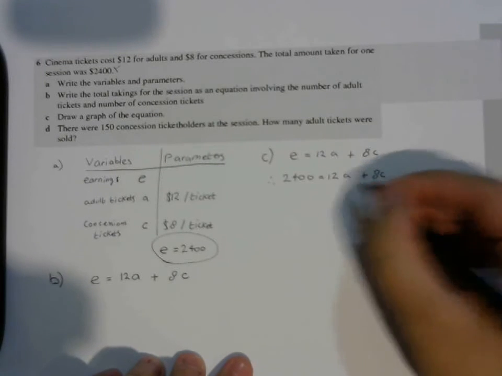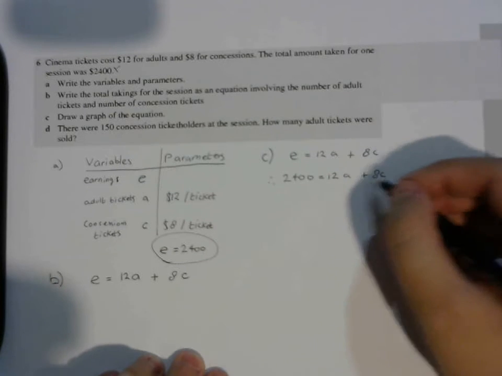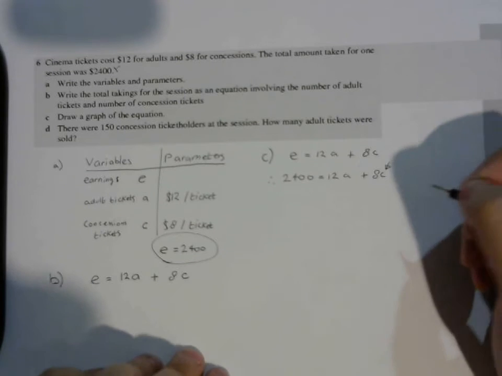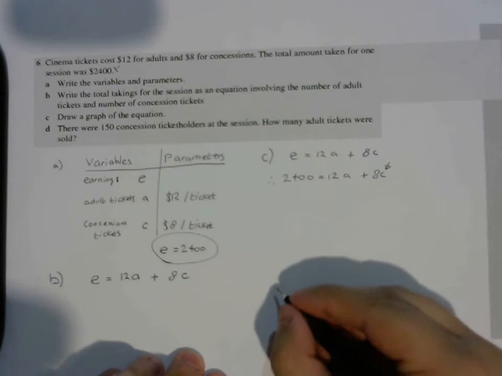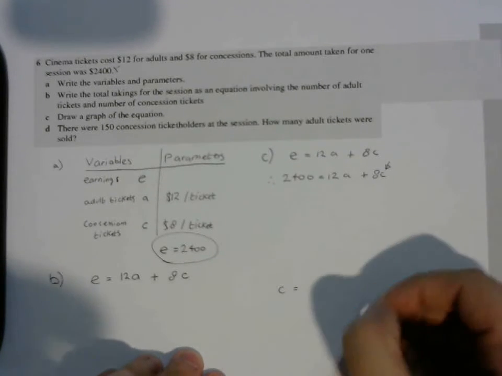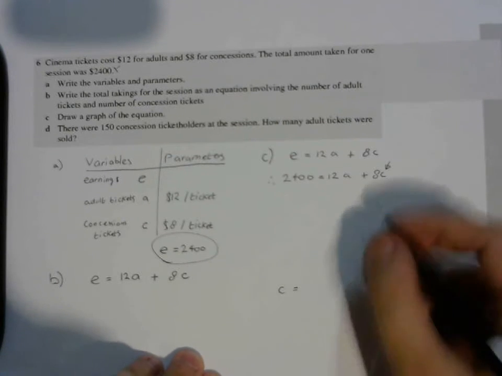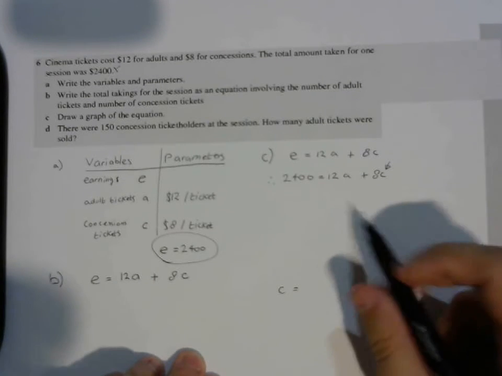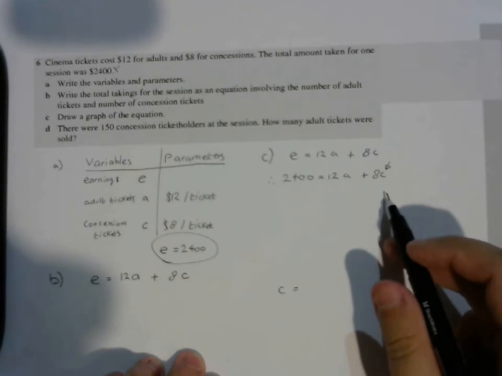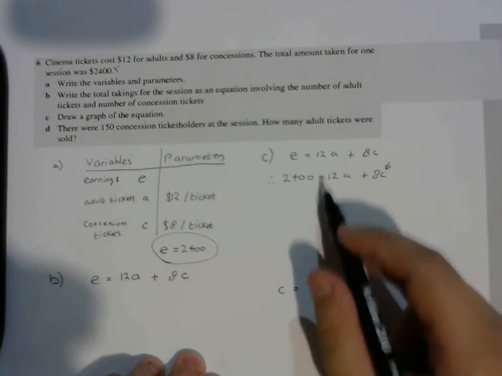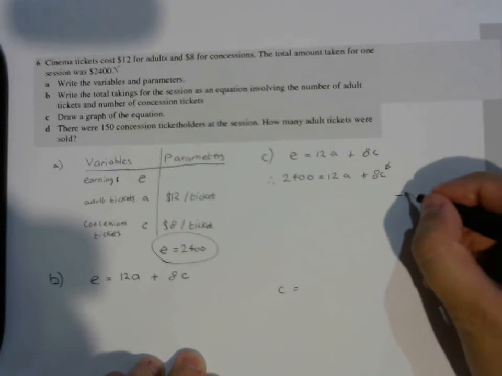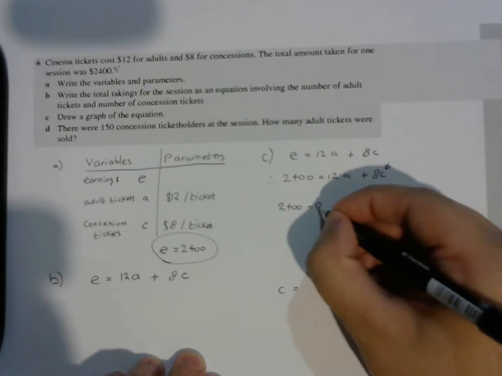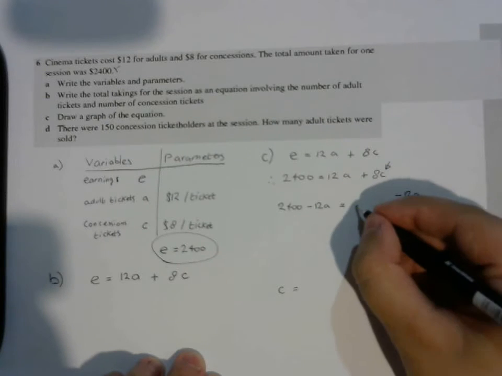Now we want to make one of these two variables the subject of the equation. I'm just going to pick one. I'm going to pick C. So I want to rearrange this form so that at the end I've got C equals something. Let's work through that, shall we? So subtraction or addition terms go first. And we have this plus 12A. So to get rid of that, we're going to take 12A from both sides. I'm going to have 2400 minus 12A equals 8C.